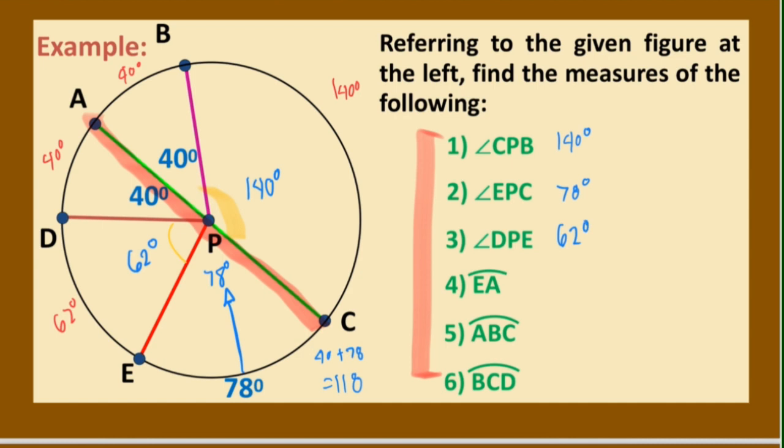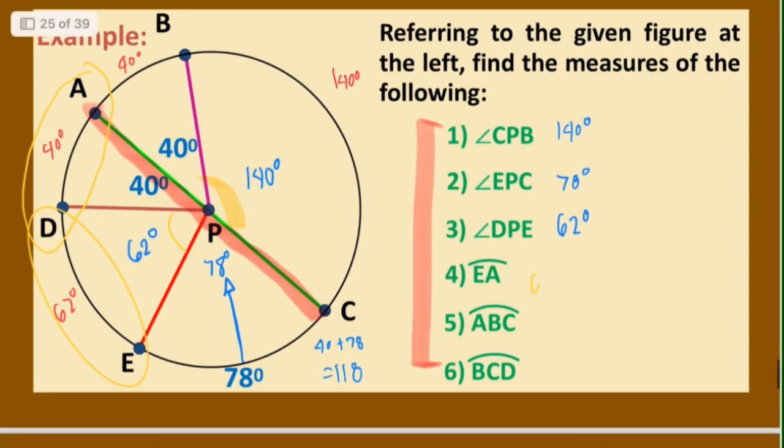EA, ayan guys. Arc addition postulate tayo ulit. ED is 62. DA is 40. So, by arc addition postulate, 62 degrees plus 40 degrees. Why am I using yellow? This is gonna give us 102 degrees.